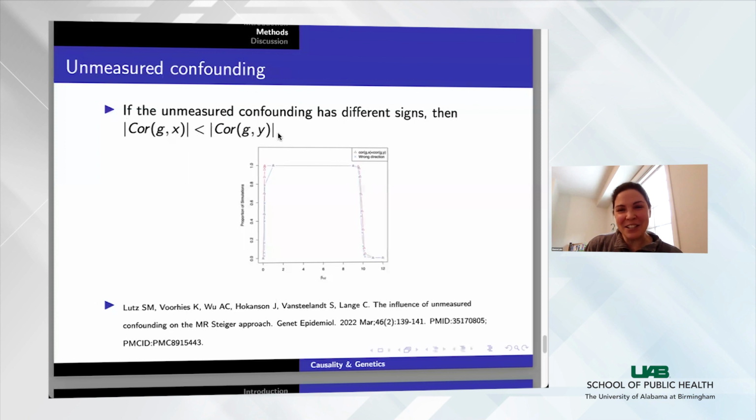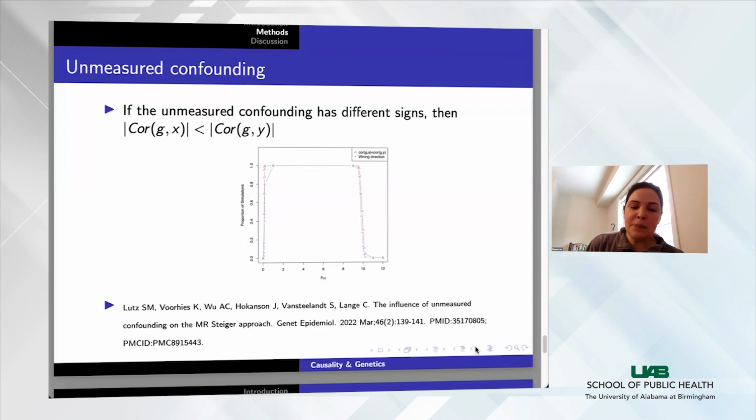I mean, I can't tell you how much coffee and directed acyclic graphs we sat down with before we could fully understand this. And so our next paper we were writing up was on how if you have this unmeasured confounding with the different signs, then as we can see in the plot here for our simulations, you'll have the correlation of the SNP and X less than the correlation of the SNP and Y, the absolute correlation. And then you can see the blue line there, you'll infer the wrong effect direction.